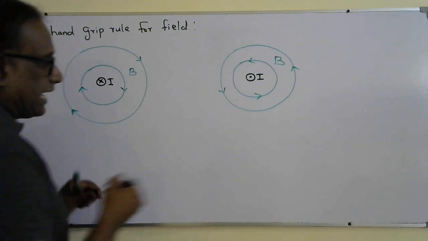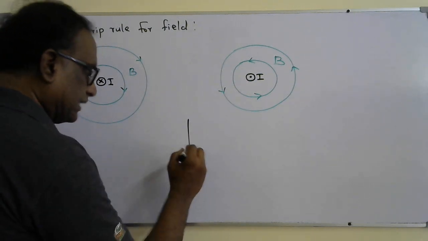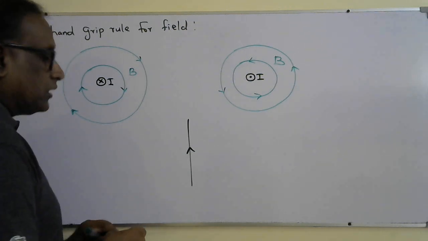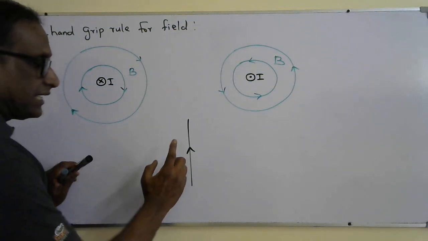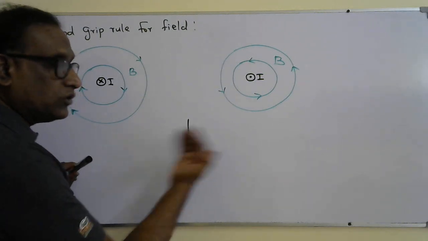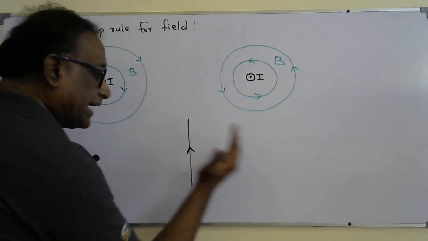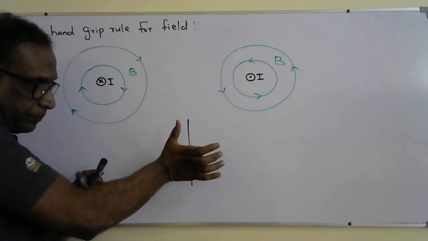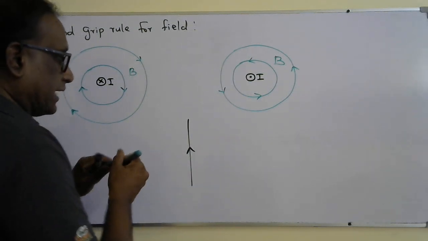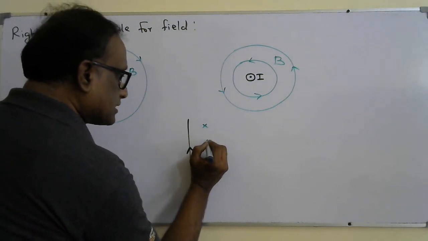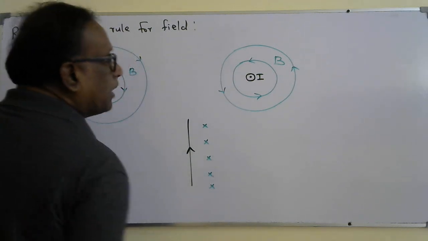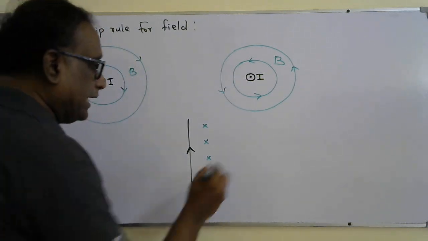Same way, when there's a wire that carries current in the upward direction on the board, the direction of the magnetic field will be concentric circles around this wire. On the right side of the wire, the direction of the magnetic field will be into the page, into the board. So I can put the magnetic field with a cross. Cross indicates the direction into the board. Magnetic field is denoted by capital B.